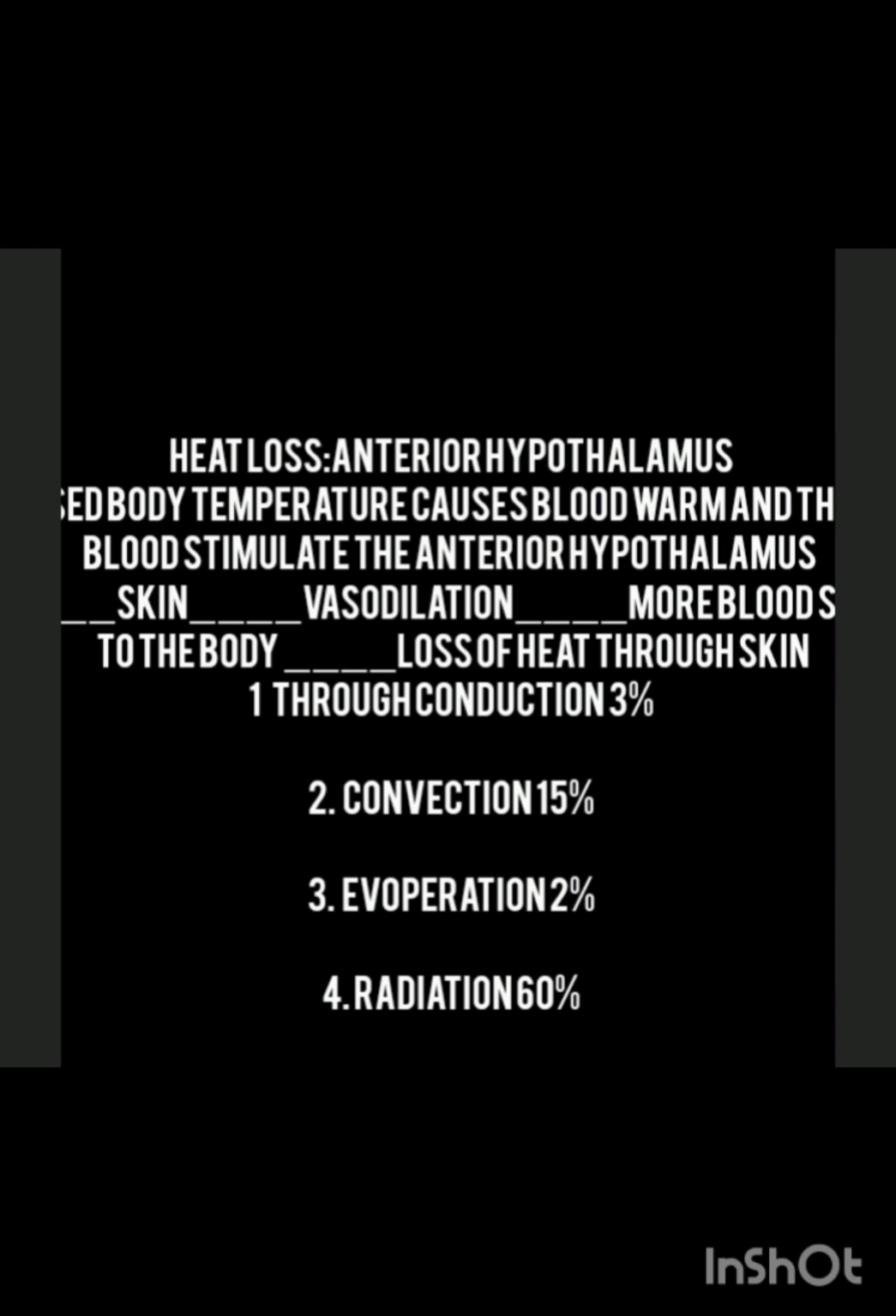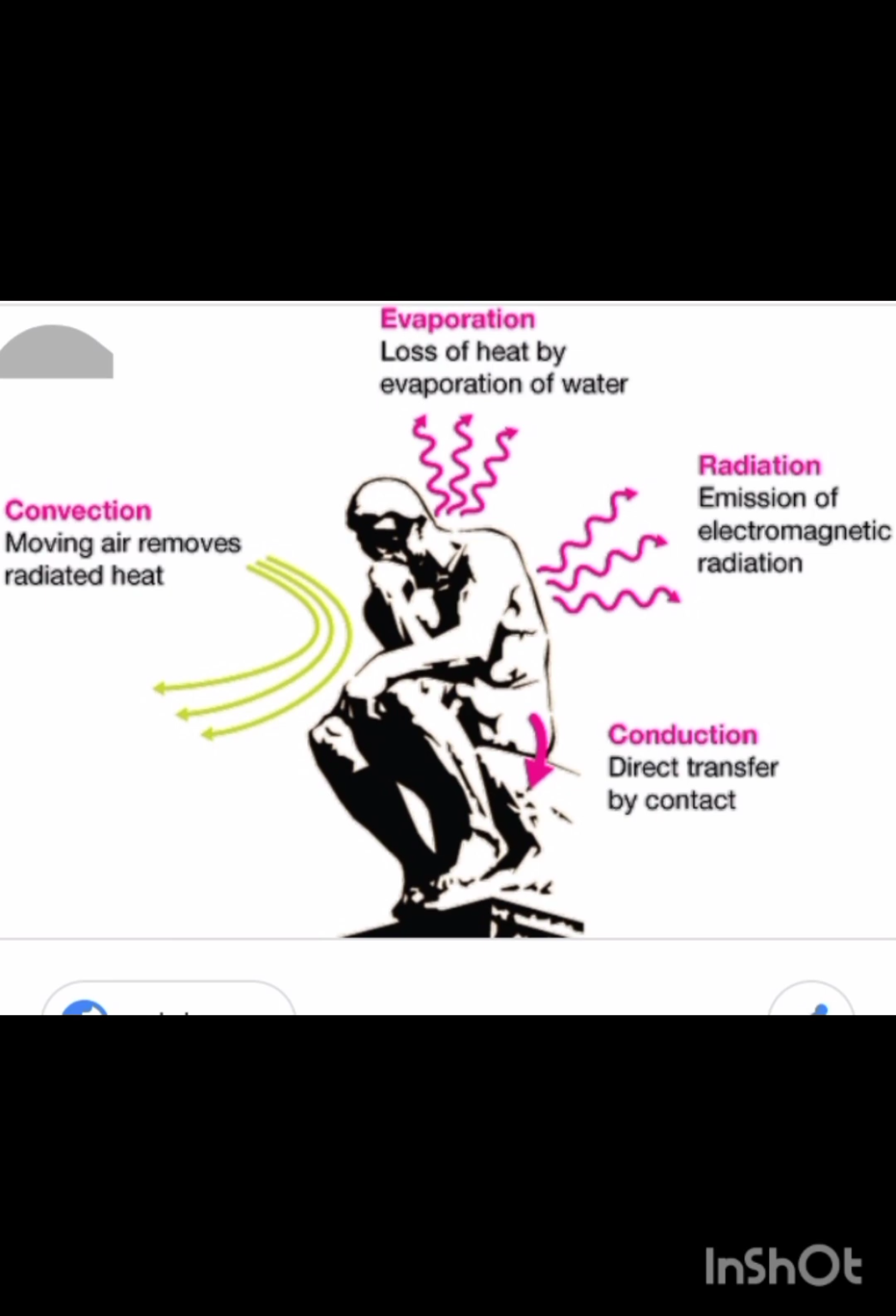When more blood is passing through the skin, automatically it loses heat from the body through conduction. That means from the hot skin to the cool environment, from the higher concentration to the lower concentration. See, this is how it works. Convection, moving air removes radiated heat. So whichever heat is there in our body, it can be removed by cool air through the convection process.